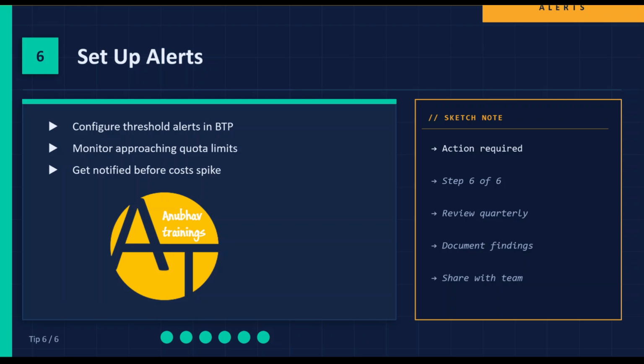6. Set up alerts. Configure threshold alerts in BTP. Monitor approaching quota limits. Get notified before costs spike.